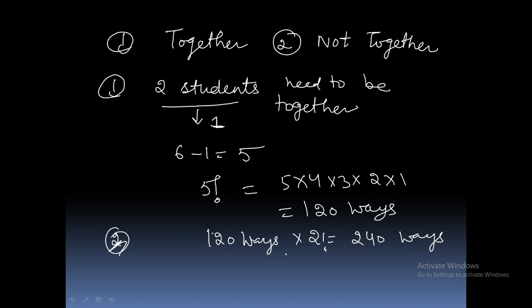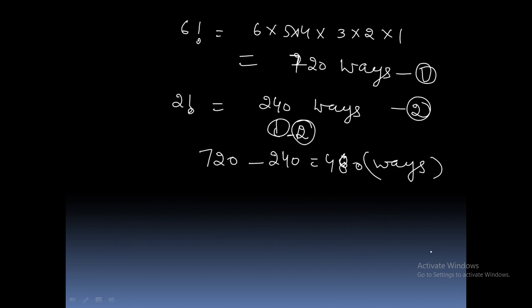Now the next question is related to permutation: in how many ways can 6 children be arranged in a line such that, first, 2 particular children are always together, and second, 2 particular children are never together? First I'm going to take together. Two students need to be together, so we take the two students as only one. That's why we subtract this 1 from the total value 6. 6 minus 1 is 5. 5 factorial is 120 ways. But 120 ways multiplied by the 2 students, that is 2 factorial, gives 240 ways.